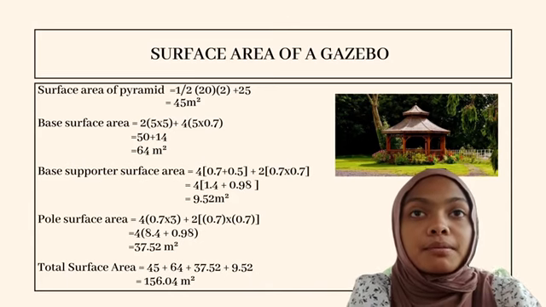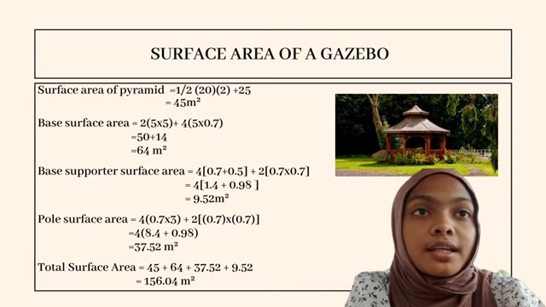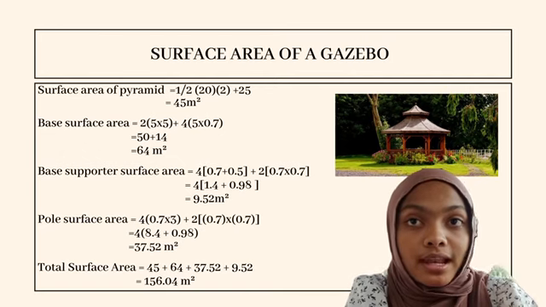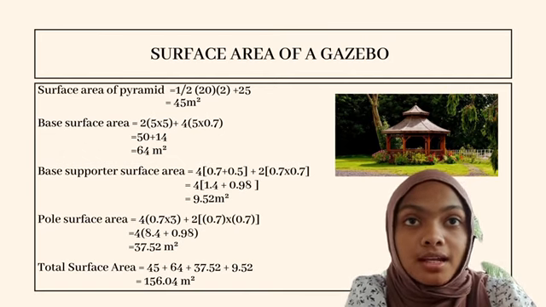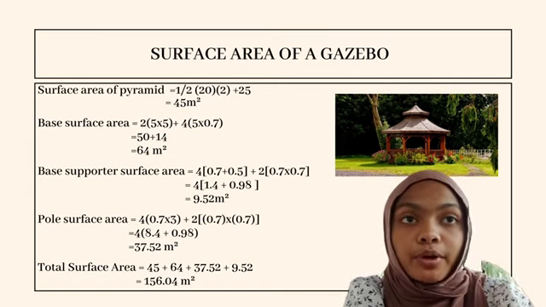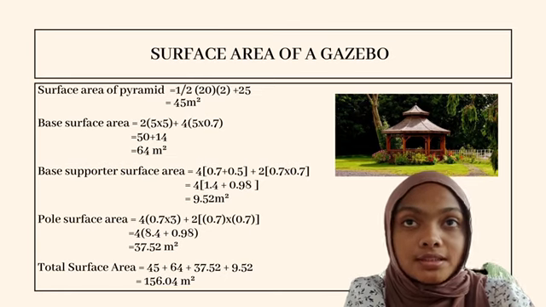I will explain about the gazebo measurements. The gazebo has the same width and length, which is 5 meter. The height of the gazebo is 6.2 meter. Next, we will count the gazebo surface area.